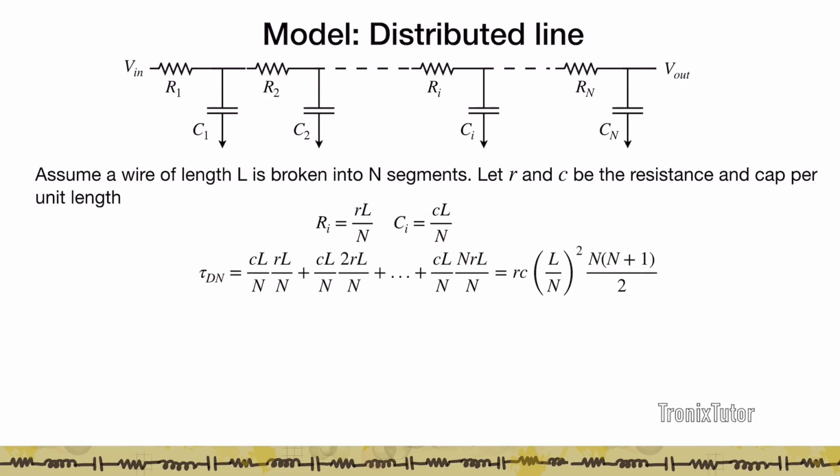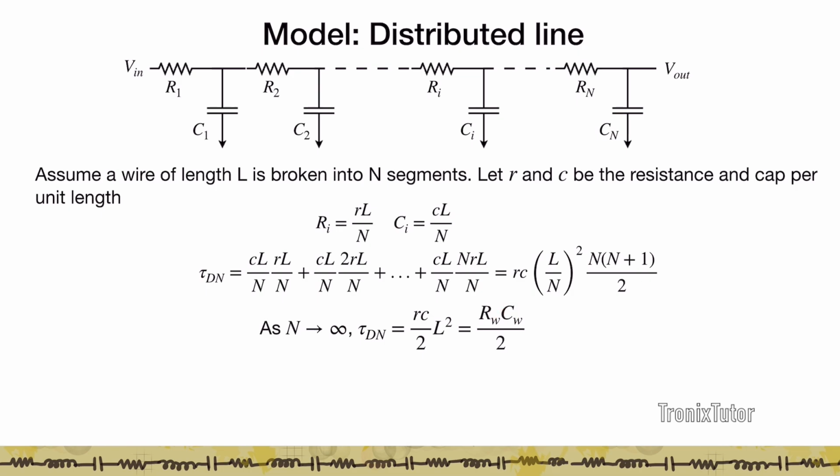So now if I plug these two back into the previous model, what I get is that my delay from input to output, or across the wire, can be thought of as an arithmetic progression of cL into rL by N, squared. So I can write this as rc (L by N) the whole squared into N(N plus 1) by 2, the sum of the first N integers. Now as N tends to infinity, that is when I make this model truly distributed, the delay of the wire converges to rc upon 2 into L squared. Or in other words, it converges to R wire times C wire by 2.